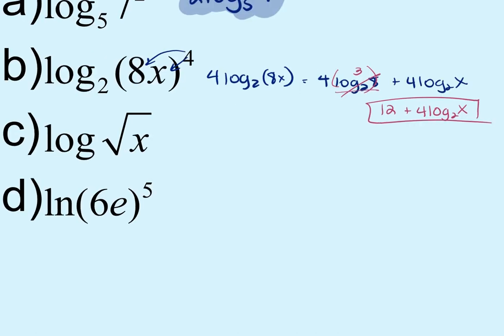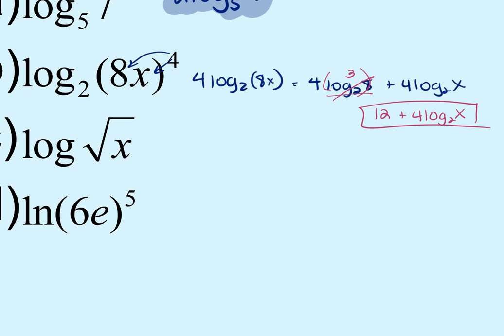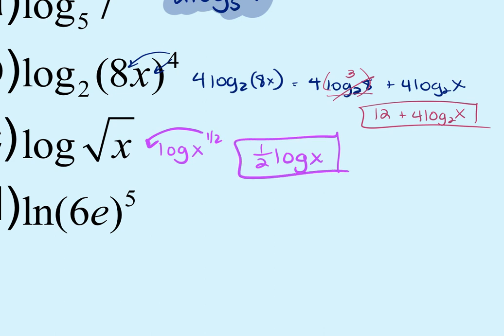All right, go to C. We said it a little bit ago, but the square root is the same thing as what kind of exponent? 1/2. So this is the same as saying log of x to the 1/2, and that 1/2 has to get bumped to the front. You can't leave an exponent when expanding.